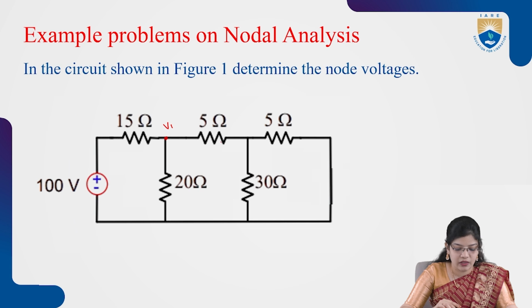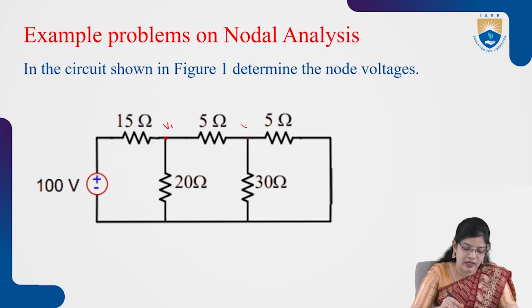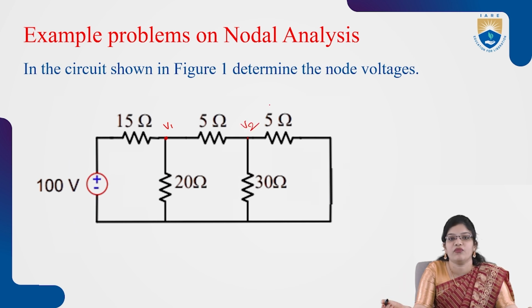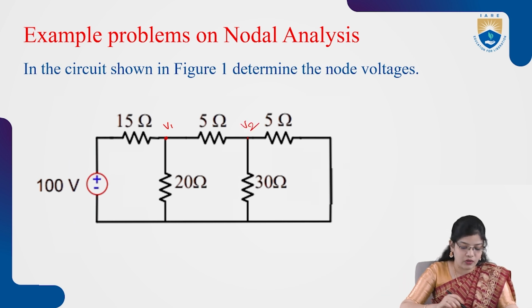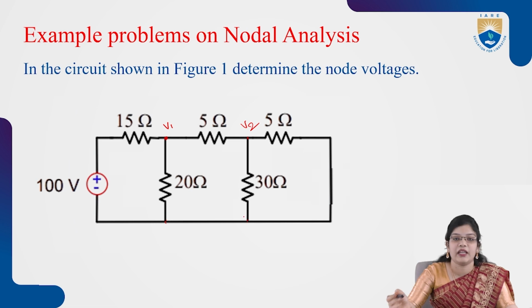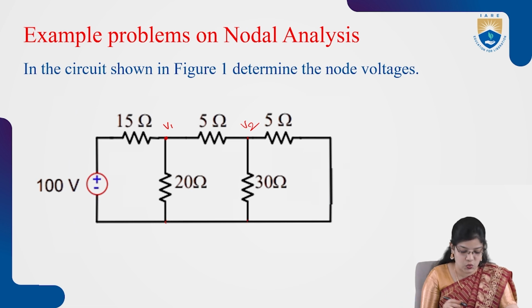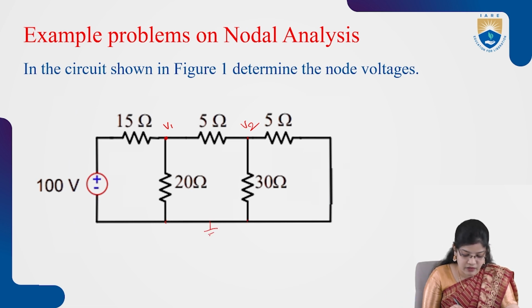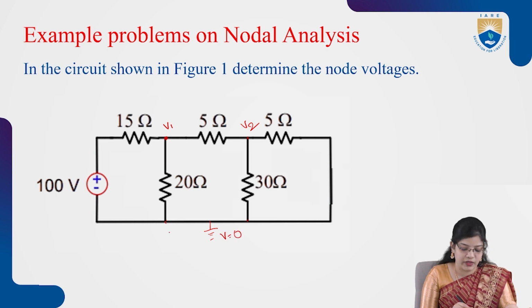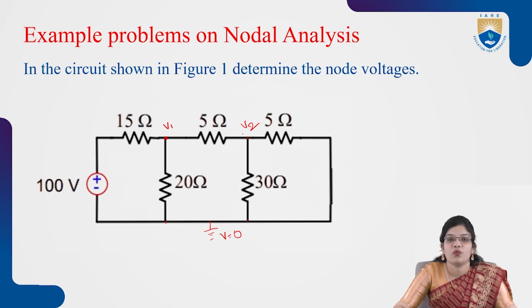Next, here also three elements are joined at a single point, so I take this as a node as well, denoted V2. Apart from these nodes, I take one node as the reference node, which will be equal to 0. This is the reference node. Now we calculate the node voltages by using KCL.